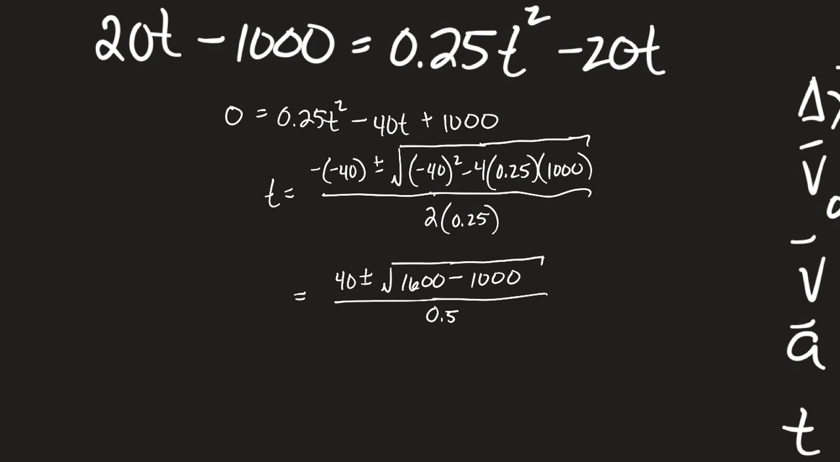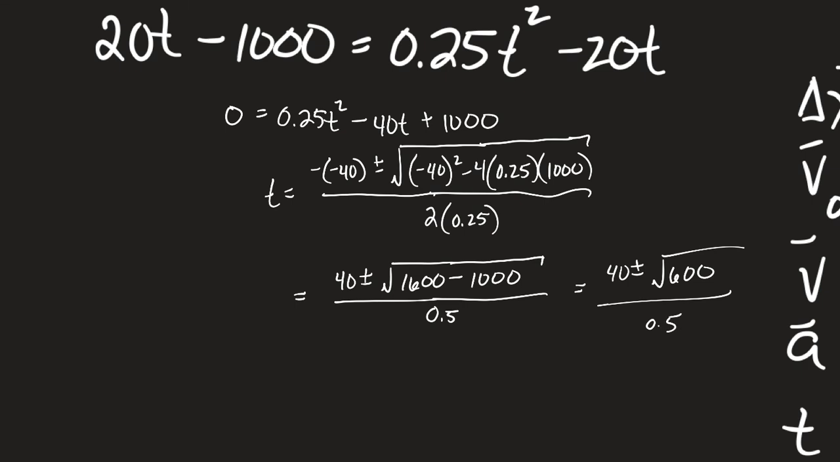I am old and feeble, yet I can multiply 4 times 0.25 and understand that that's 1, right? Because 0.25 is a quarter, and 4 times a quarter has got to be 1. And 1 times 1,000 is just 1,000. And 40 squared can be done as easily as 4 squared, so 16, plus a couple extra zeros. You should be able to do all of these things. You are smart, smart people. And I wouldn't stop here, because this is 40 plus or minus the square root of 600 over 0.5.